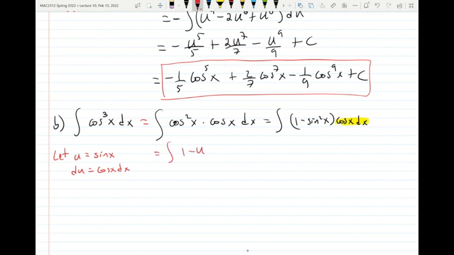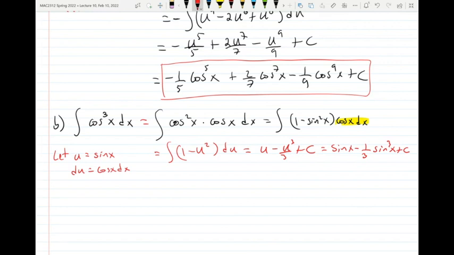So this becomes 1 minus u squared du, right? So remember, if we had some sine to a power, that would just be multiplying this parenthesis. That would be a u to whatever multiplying here, right? So it doesn't really matter whether it's there or not. So this would be u minus u cubed over 3 plus c, and now we put a sine back, right? So sine minus 1 over 3 sine cubed. Do you understand the idea? All right, so that's what we do when one of the powers is odd.